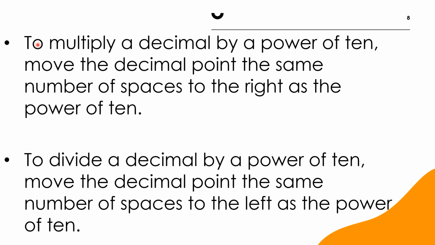Okay, so we are going to be multiplying and dividing decimal numbers by powers of 10. All right, so if you are multiplying by a power of 10, you're going to move the decimal point to the right. And how many places do you move it to the right? It's whatever the exponent is, so whatever the power is on your 10. And if you are dividing by a power of 10, then you're going to move the decimal place to the left.